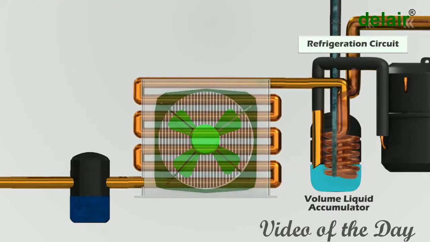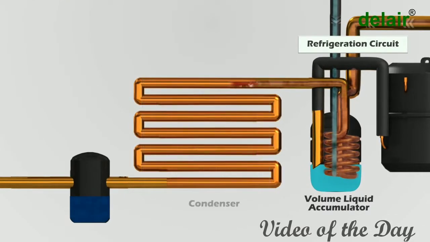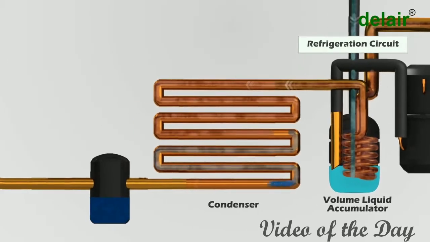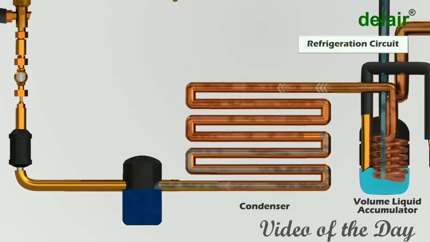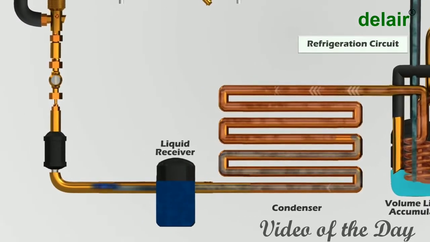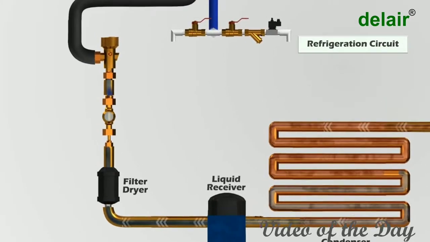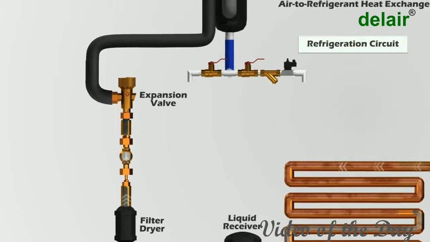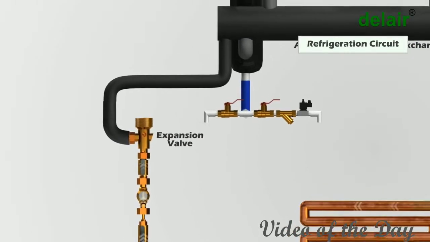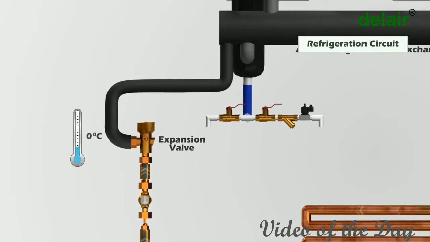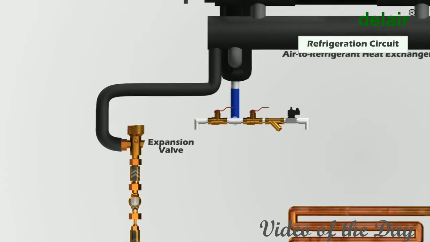This high pressure and high temperature refrigerant goes into a condenser, which can be either air-cooled or water-cooled. The condenser transfers the heat from the refrigerant gas to the ambient air or cooling water as the gas condenses into a liquid, which is collected into a liquid receiver. Then it travels through a filter where impurities are absorbed. The liquid gas then passes through an expansion valve, which reduces the pressure of the liquid gas, which leads to a reduction in its temperature down to 0 degrees Celsius.